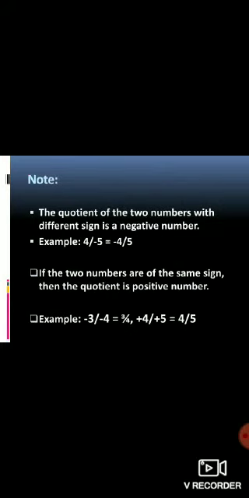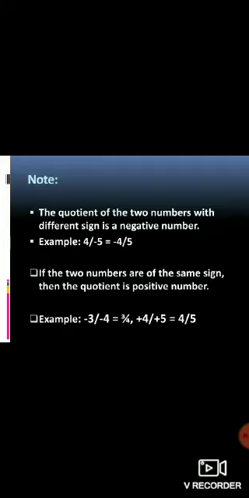Before I give the examples, one note is given. This is very important. You have to note it. The quotient of two numbers, the quotient is nothing but your rational number, with numerator and denominator of different sign. Different sign means the numerator has a positive value and the denominator has a negative value. Then we get a negative number. Look at this example: 4 by minus 5. Here the numerator is a plus value and the denominator is a minus value. Then obviously you get the answer as a negative number, so minus 4 by 5.